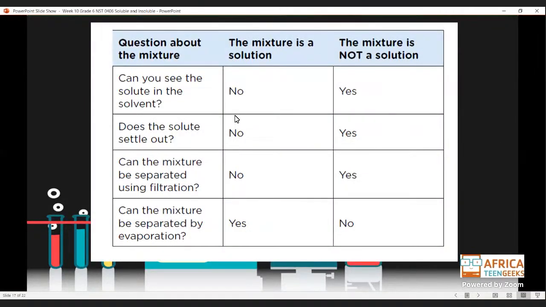Okay, so these are the questions you ask to figure out if a mixture is a solution, if it is not a solution. If you can see the solute in the solvent, if you can't see it, it's a solution. If you can see it, it's not a solution.